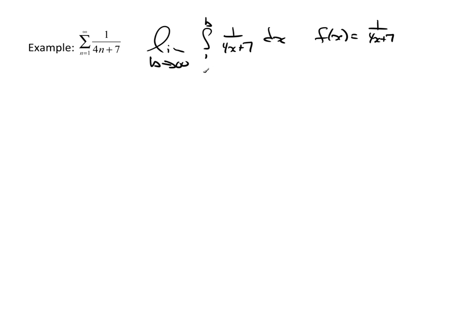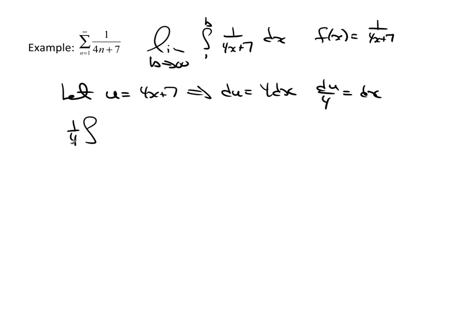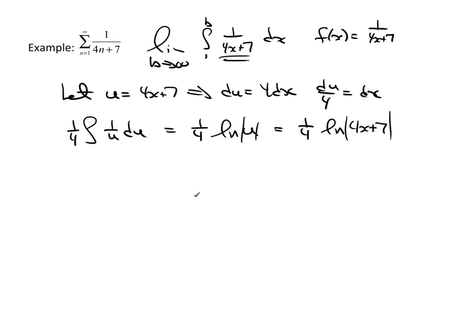So now I just need to integrate this. Quick u substitution, in case you don't see it right away. I'm going to let u equal 4x plus 7. Then du equals 4dx. So then what I end up with is du over 4 equals dx. And I now have 1/4 the integral of 1 over u du, which is 1/4 ln u. But u was 4x plus 7. So this is 1/4 ln of 4x plus 7. And actually, I should do an absolute value here.